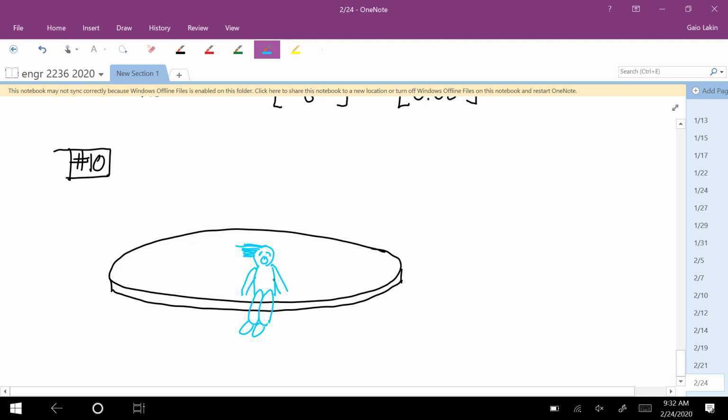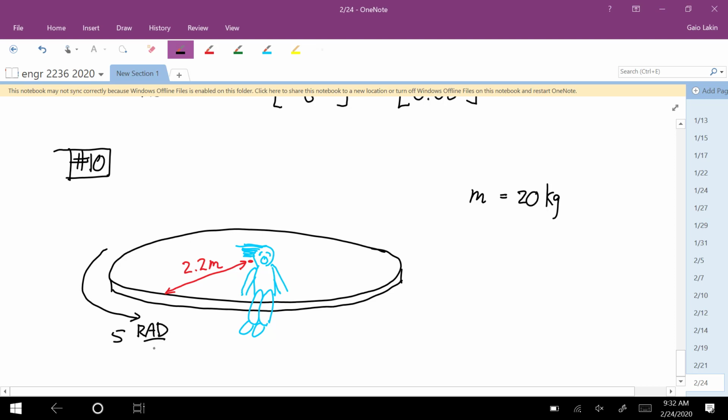Okay, the child has a mass of 20 kilograms. The carousel has a radius of 2.2 meters and spins with a constant angular velocity of 5 radians per second. It doesn't say which direction. What's the contact force applied to the child by the carousel? What's the normal component? Magnitude of the friction, minimum coefficient so the child doesn't slip.